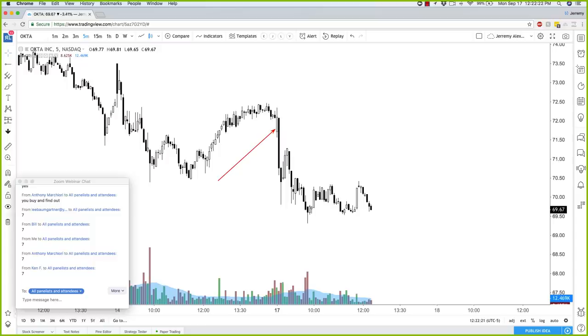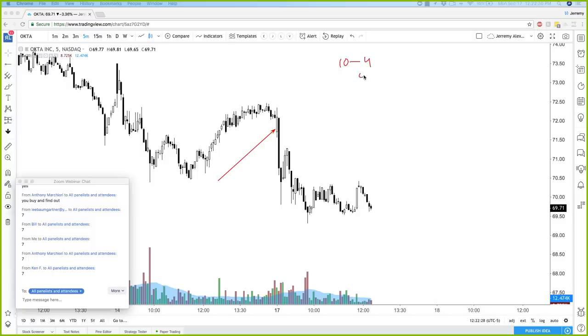Actually, from 10 to 4 is 6.5 hours of data every day. That's how long the US market is open, from 9:30 to 4 p.m. So 6.5 hours times 60 minutes equals 390. 390 divided by 5, I believe, is how many 5-minute candles you're going to get in a given day. Because for every 60 minutes, you have 12 5-minute candles. So that's the math right there. 12 times 6.5.